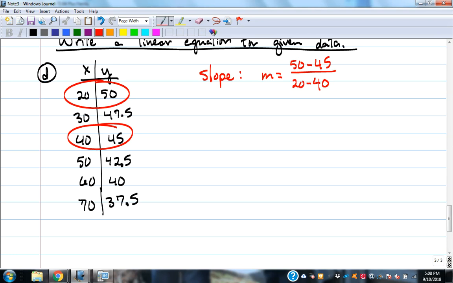Work that out. 50 minus 45 is 5. 20 minus 40 is negative 20. So that reduces to negative 1/4. And then you start with the slope-intercept form of the equation. The only problem is we don't know what the y-intercept is. We've got to find that.